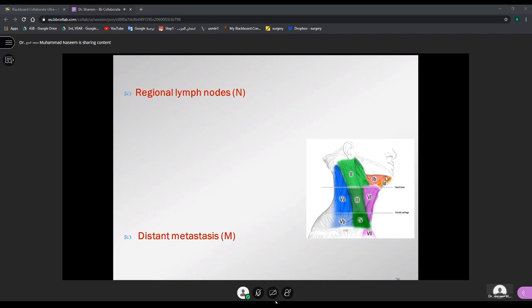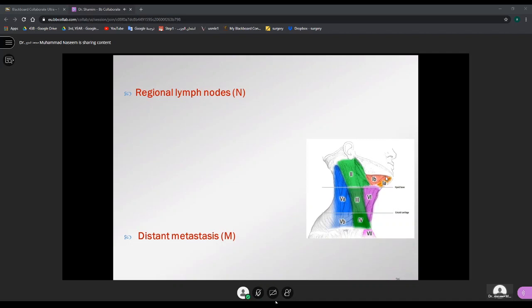In the figure, you can see labeling of different lymph node areas. 1A submental, 1B submandibular, then the anterior cervical chain, 2, 3, 4, then 5A, 5B posterior cervical chain, then 6 prelaryngeal, pretracheal, and 7 mediastinal nodes.